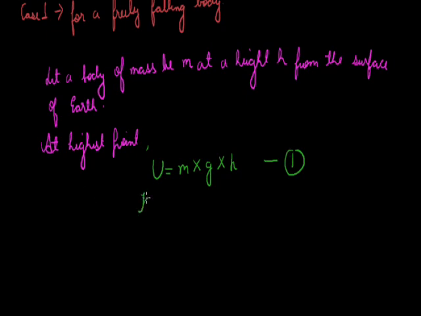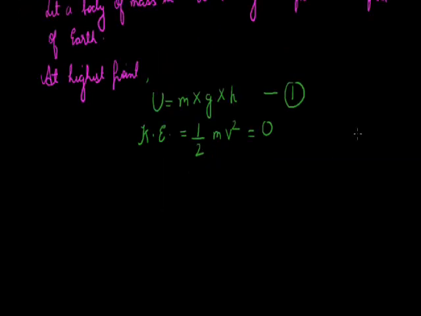Now we will calculate its kinetic energy. Kinetic energy is half mv square. But body is at rest. So if it is at rest, then the kinetic energy of the body will be 0. These two equations tell us about the kinetic and potential energy of the body when it is at height h.